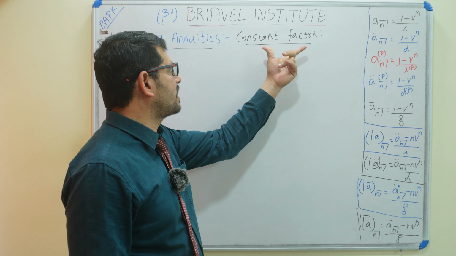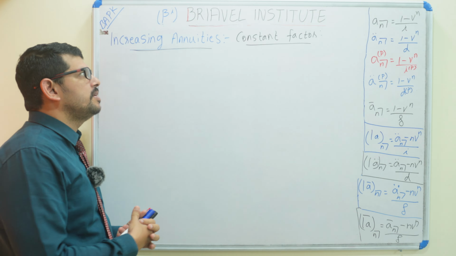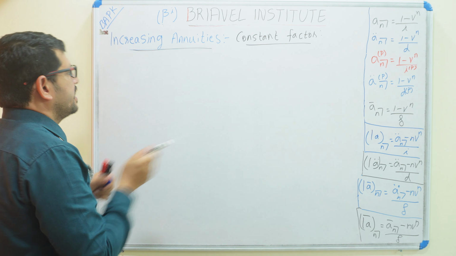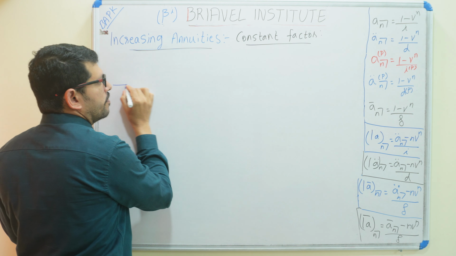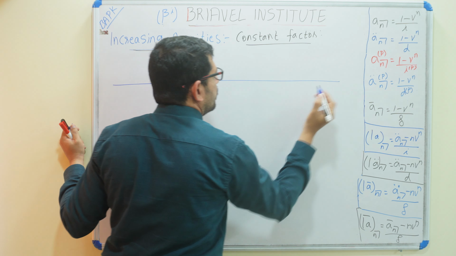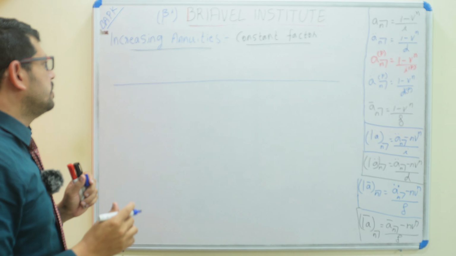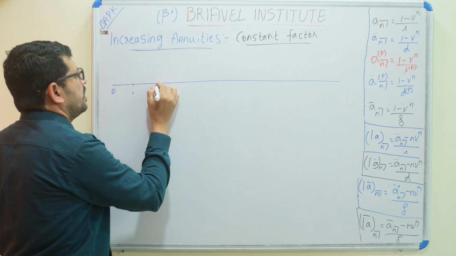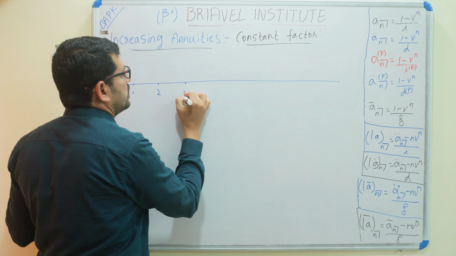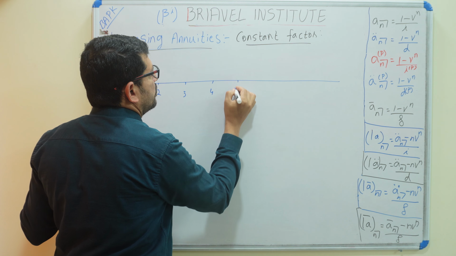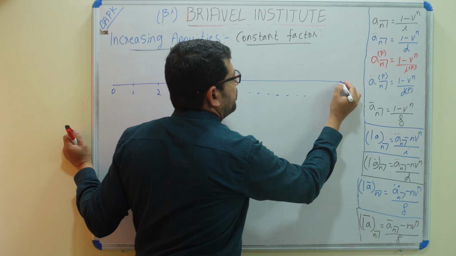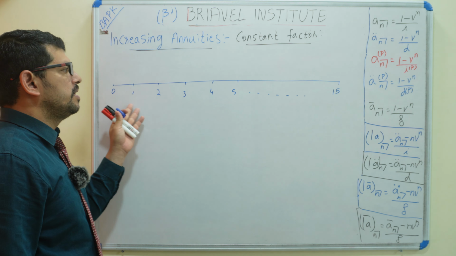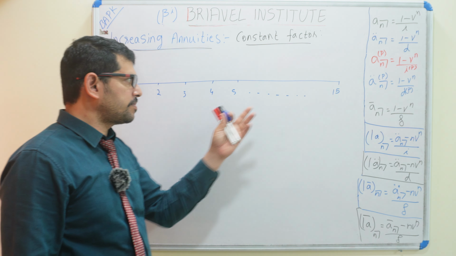So it's a constant factor. So increasing the annuities by using some constant factor or some percentage level. So we can take some example. Is paying the annuity from 0, 1 year, 2 years, 3 years, 4 years, 5 years up to 15 years. So annuity is paying from 0 to 15 years.